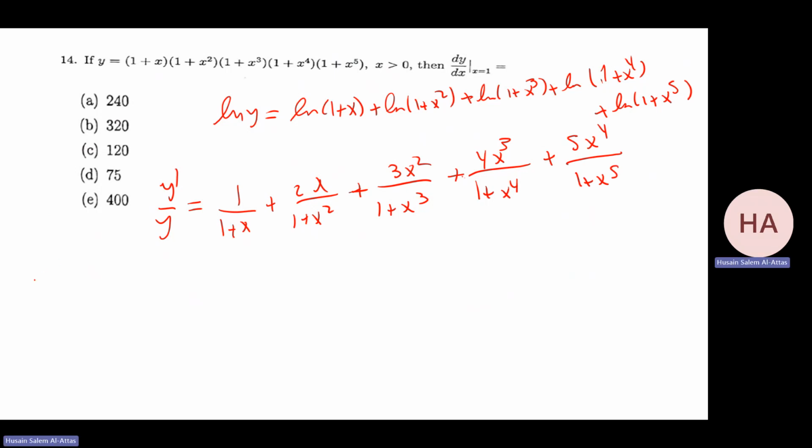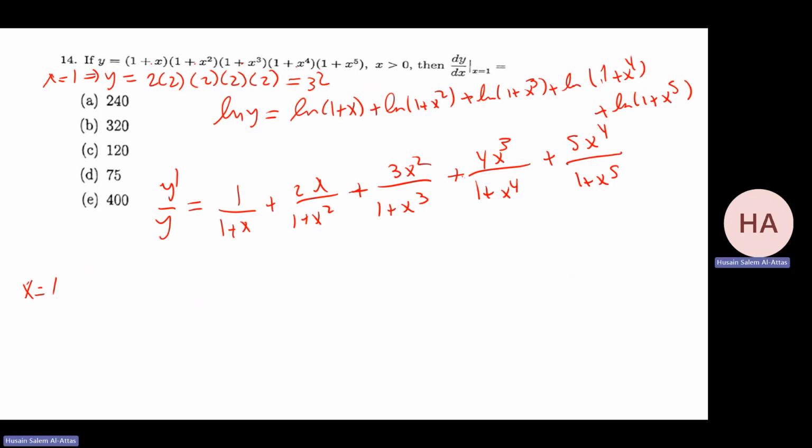Now substitute x equal 1. If x equal 1, y will be what? 2 times 2 times 2 times 2 times 2, that is five twos: 1, 2, 3, 4, 5. Yes, that will be 32.